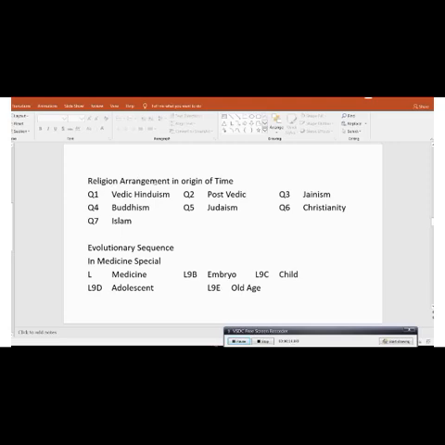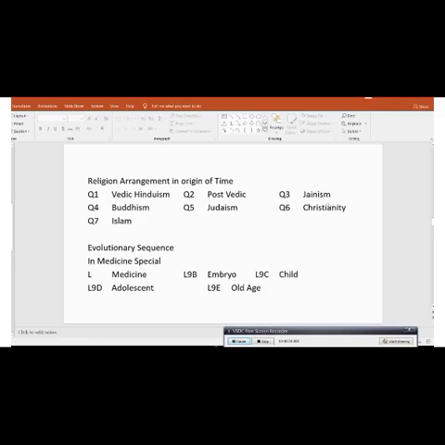Then in religion, arrangement is done by the origins of time. For example, Q1 is the first, second is Q2, Q3, Q4, Q5, Q6, Q7. How we arranged it is regarding the origins of time. Q1 is Vedic Hinduism, post-Vedic period. Then only Jainism came. So Father only gave Q3.